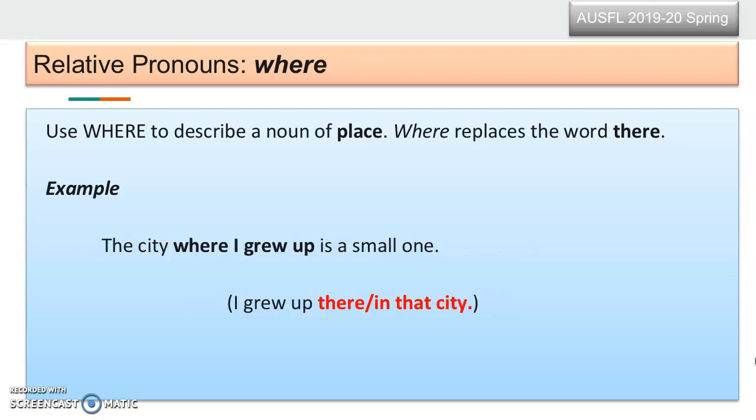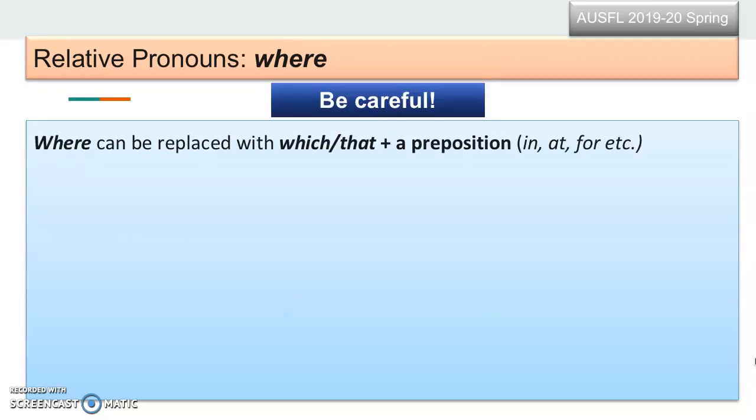In the next example, the noun city is described and the meaning is I grew up there, or I grew up in that city. So we say the city where I grew up. You should be aware that an appropriate preposition with the relative pronoun which or that can be used instead of where. Now, let's see an example.